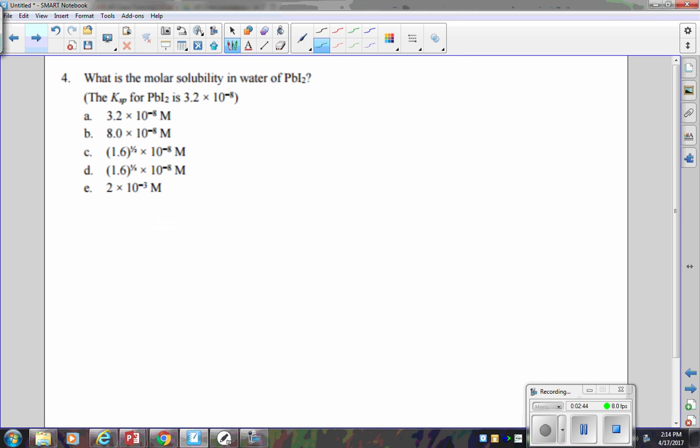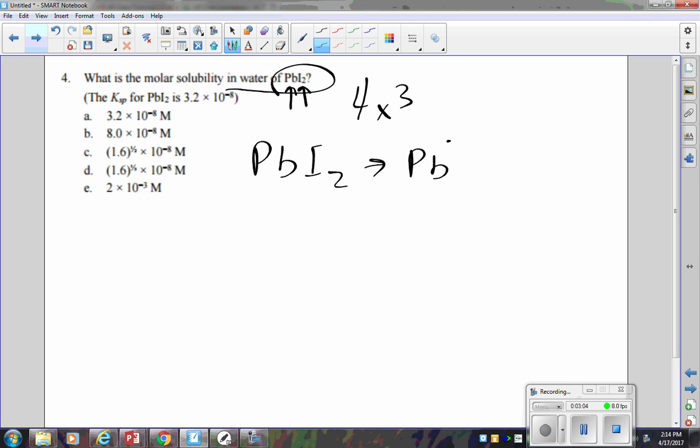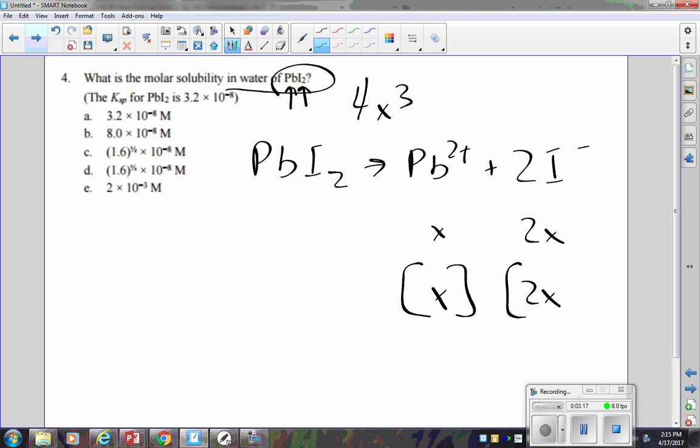Next one, molar solubility. It's 3 ions, so 4x cubed is what they're asking you for. Now remember, on the AP exam, they could ask you the molar solubility or solubility of Pb, which would be equal to x. I would be equal to 2x. Because remember, when it breaks up, PbI2 is going to break up into Pb2+ plus 2I-. So this is x and 2x. And when I drop it all the way down, I get x and 2x. And then when I put it into the expression, this is to the first, this is to the second, that's where 4x cubed starts.